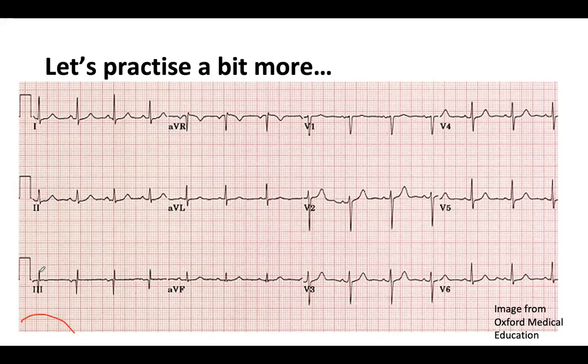Then are the PR intervals constant? They look pretty constant. Yep. Is there a P wave before every QRS complex? Yep, there is. What is the PR interval? So 1, 2, 3, 4, 5. It's about 4.5. So that's normal.